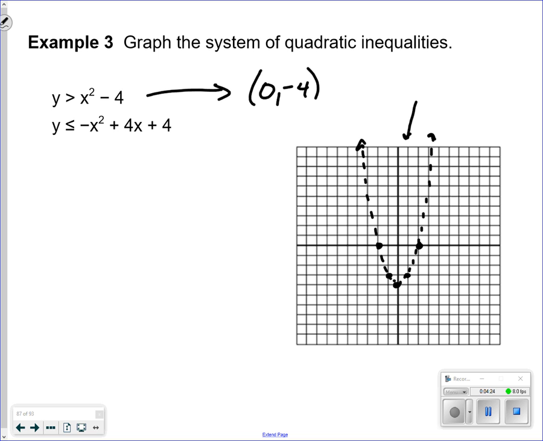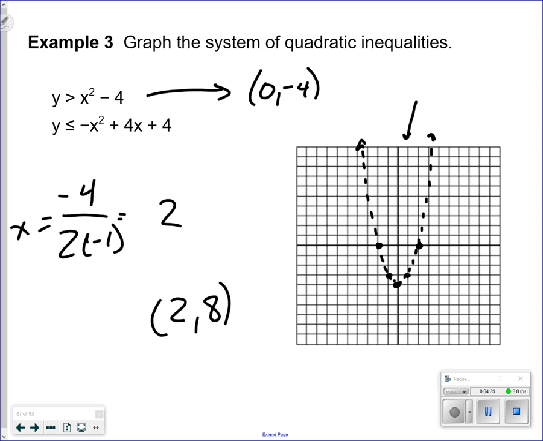The next one, -b over 2a. This would give me my axis of symmetry, so +2. Plugging +2 in, I get 8. I'm going to do this in a different color. 2, 8 is the vertex. -1 is the a value, so I go over 1, down 1, over 2, down 4, over 3, down 9.